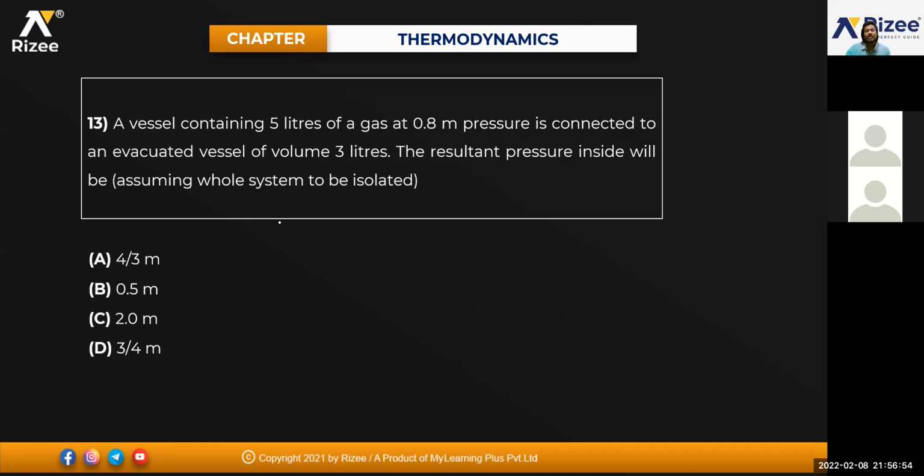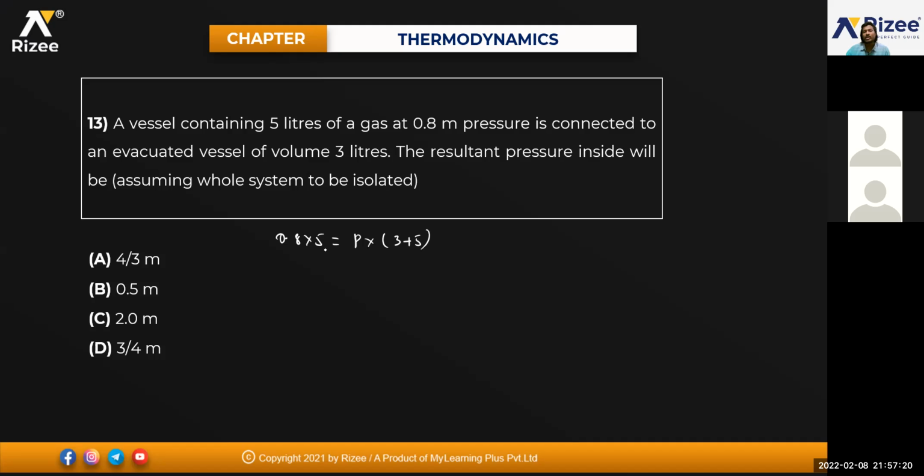A vessel contains 8 liters of volume at 0.8 meters. That means 0.8 into 5 will be equal to pressure into volume. This will be equal to how much for me? 3 plus 5, P into V. Simplify it. Pressure into volume. Pressure is directly proportional to what, beta? Pressure is being connected. That is 0.8 meters of atmospheric pressure.